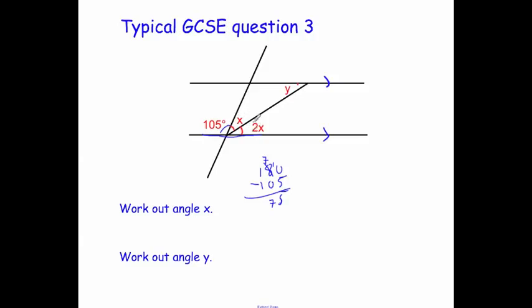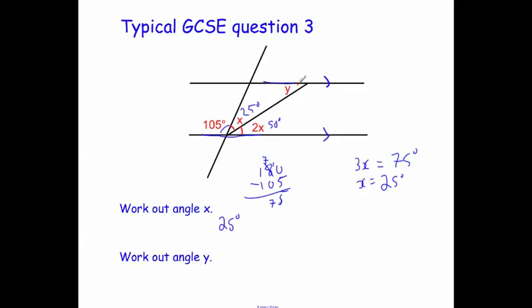But we've got x and 2x. So x and 2x add together to be 75 degrees. If I add them together, x plus 2x is 3x, and that's equal to the 75 degrees that's left for these two angles. So if I divide 75 by 3, I get x is equal to 25 degrees. So x is 25 degrees, and 2x, 2 times x, is equal to 50 degrees, because 2 25s. The first one says work out the value of x, well angle x is equal to 25 degrees. Next part, work out the angle y.